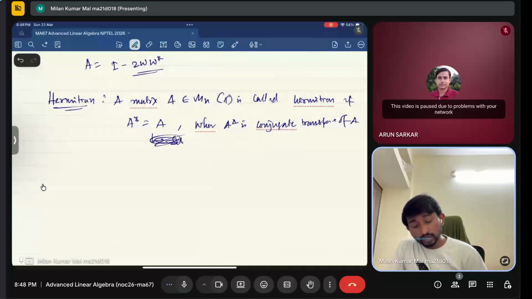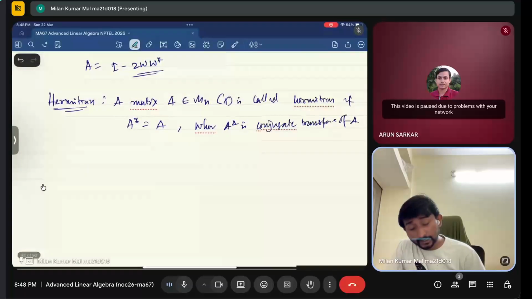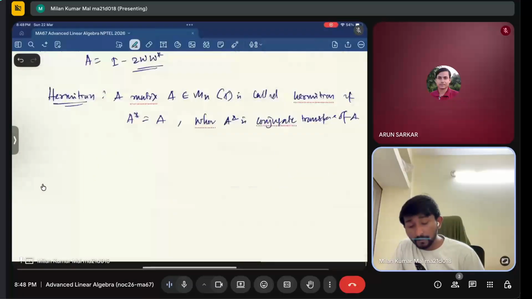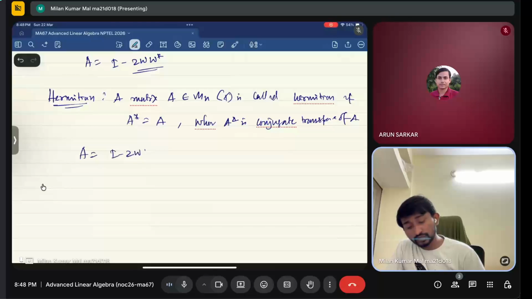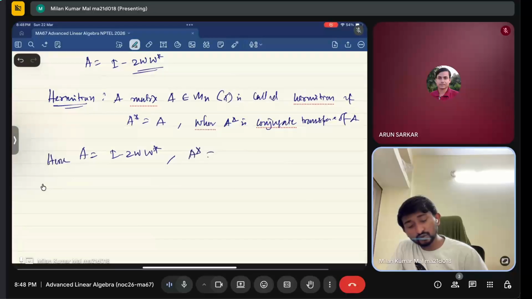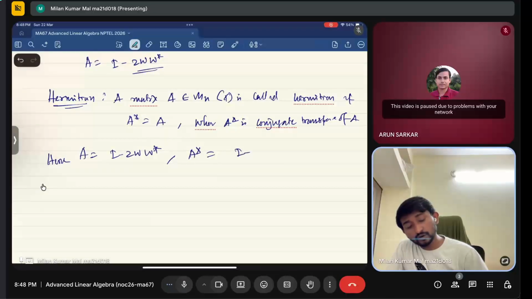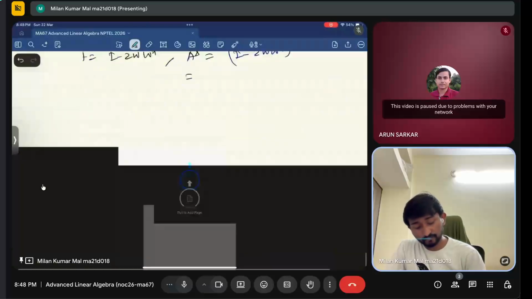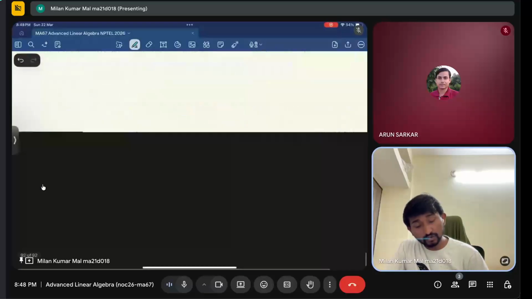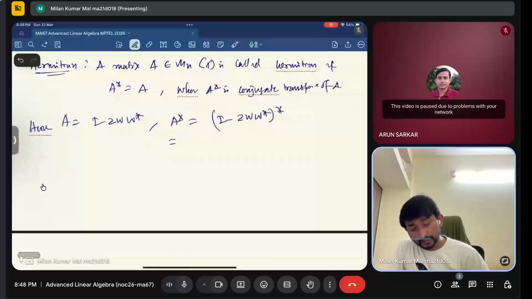So this is Hermitian. Let's check whether the given A, that is I minus 2 W W star, is Hermitian. So now A is equal to this. So A star is equal to (I minus 2 W W star) whole star, that will be equal to identity minus 2 (W W star) whole star. But here is one fact.